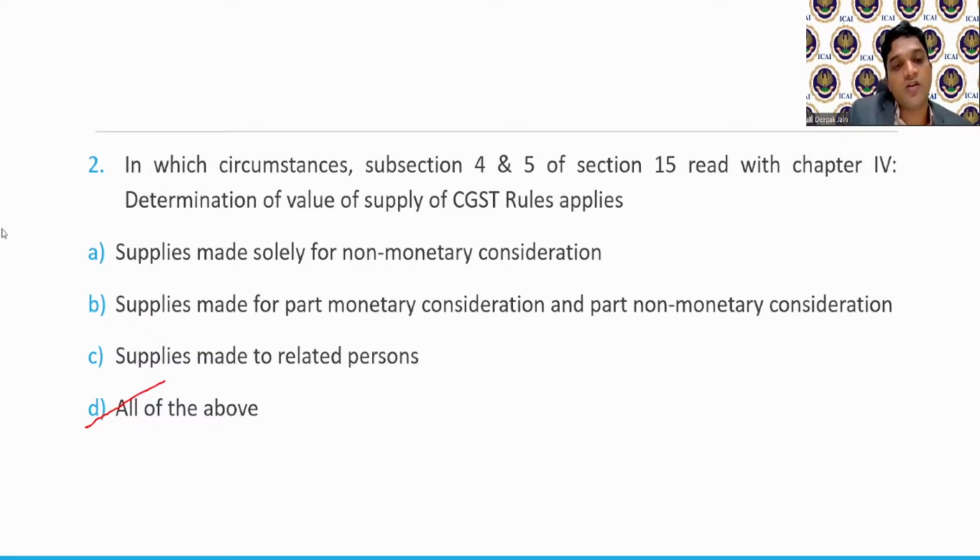Basically, when supply is not for monetary consideration, or partly monetary and partly non-monetary, then also, if it is solely, it should be for monetary consideration. Only then you will go to transaction value. If it is partly, you'll go to valuation rules. And if it is made to related parties, definitely. So it is both ABC.